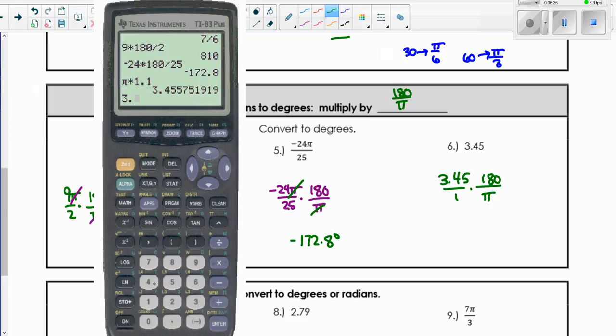And then this time, since there's no pi to cancel with it, I'm just going to have to multiply everything. So I'm going to say 3.45 times 180 divided by, and I'm going to have to put parentheses around this because 1 times pi is pi. So I'm going to say divided by pi, and I get 197.67 degrees. Make sure you round to 2 decimal places. We always know it's degrees because there's a degree symbol. Radians is either going to have a pi in the answer, or it's just going to look like a 3.45 where it doesn't have either. But we definitely know what degrees looks like because it always has to have a degree symbol.